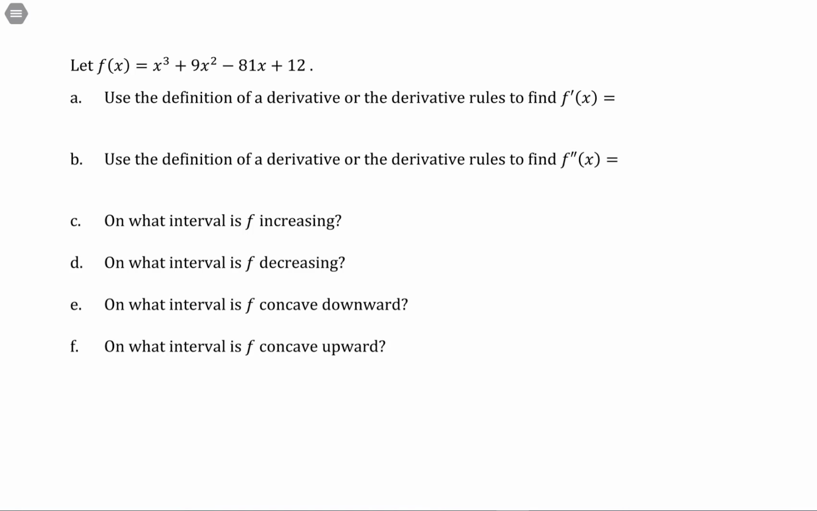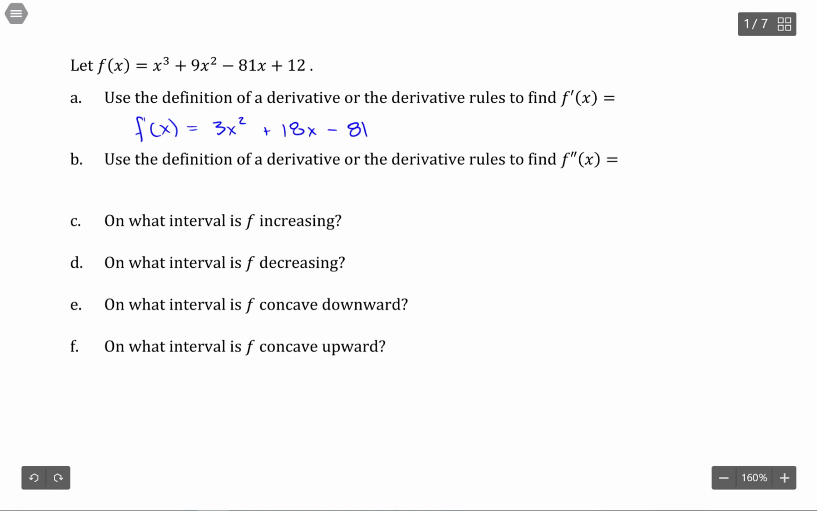Let f of x equal x cubed plus 9x squared minus 81x plus 12. Use the definition of a derivative or the derivative rules to find f prime of x. Well, since we know the derivative rules just fine with the power rule, let's use that to find our derivative. So f prime of x here would be 3x squared plus 18x minus 81.